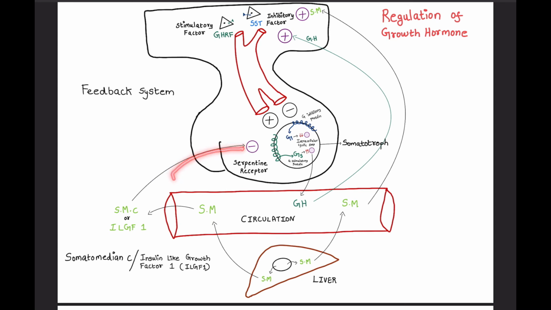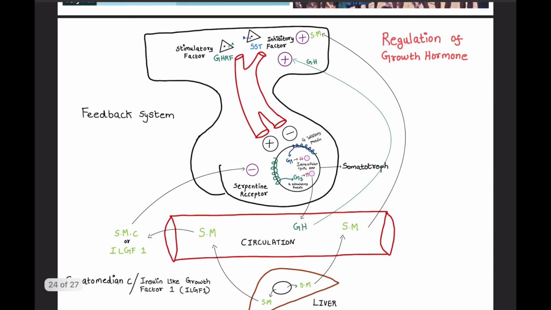And this will inhibit or deactivate the serpentine receptor so that the G stimulatory protein is not activated. And these somatomedins in circulation can also act directly on the inhibitory factor and stimulate or activate it, and you know what happens when the inhibitory factor is activated.